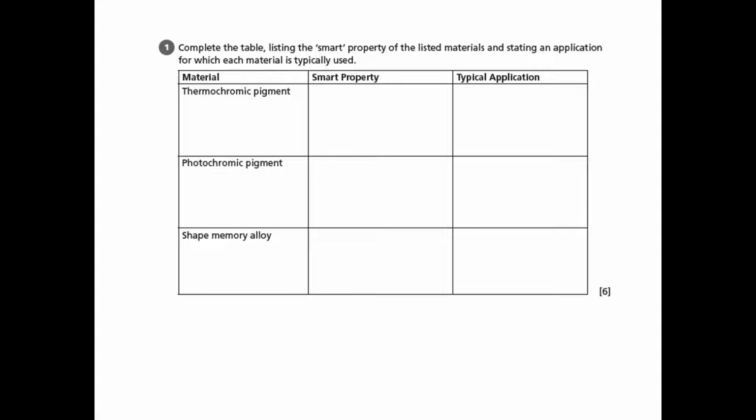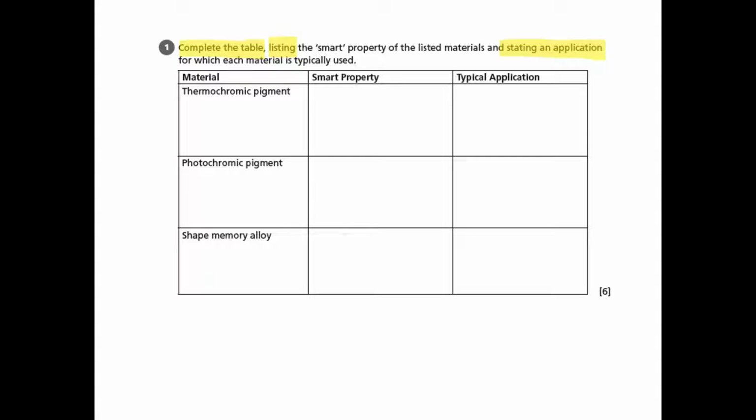So this table requires filling in. That's pretty obvious. What we need to do is look at the top, complete the table. That's the command words there: complete the table, listing the smart property of the listed materials and state an application for which each material is typically used. So we've got a couple of things to do here.